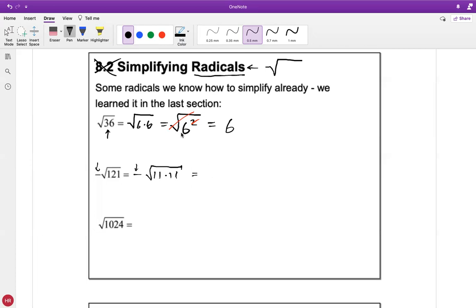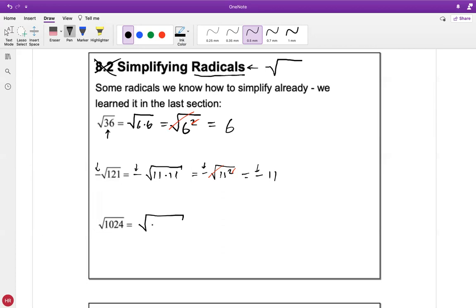Just like up here, we had the square root of 6 squared. I'll write this one more time this way: 11 squared. The square root symbol and the squared cancel each other out, and you're left with just the negative sign again. It doesn't go away. And then 11. So the square root of 11 squared is 11. Square root of 121 is 11.